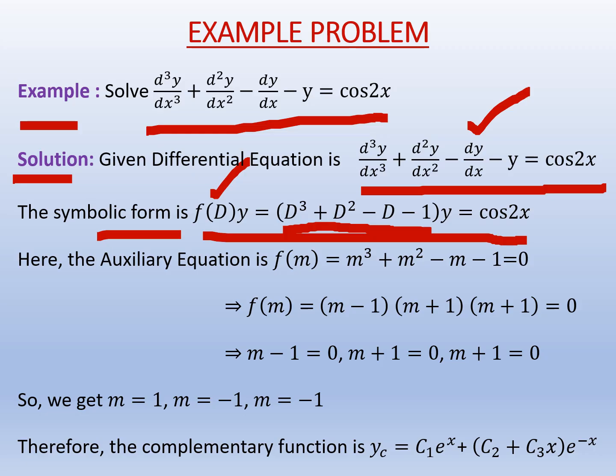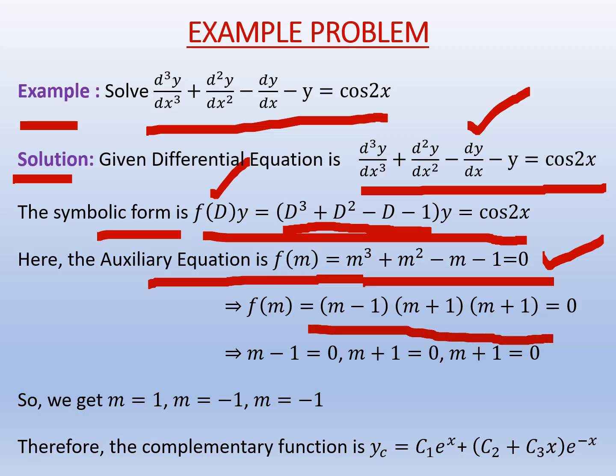So, we write the auxiliary equation for the given non-homogeneous linear differential equation like this. F of m is equals to m cube plus m square minus m minus 1 is equals to 0. Using synthetic division method, we can find the factors for the auxiliary equation. Thus, we have m minus 1 into m plus 1 into m plus 1 is equals to 0.